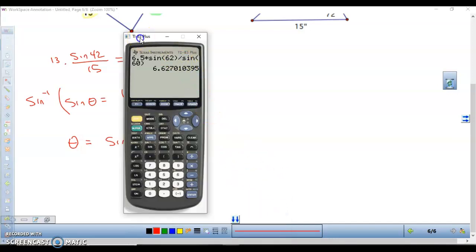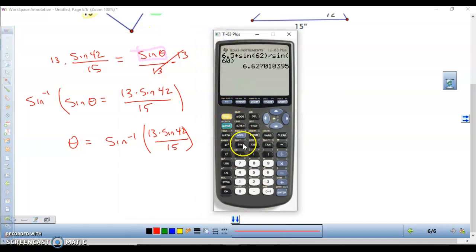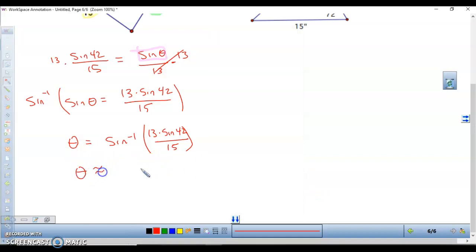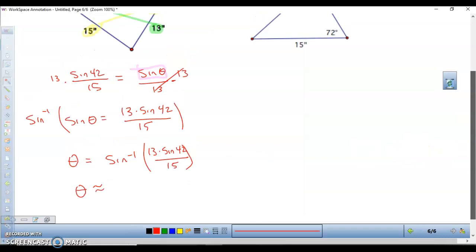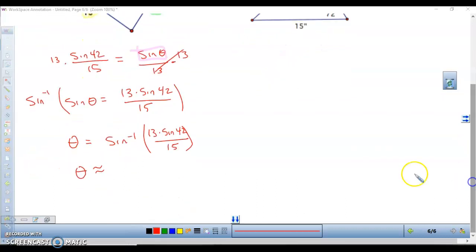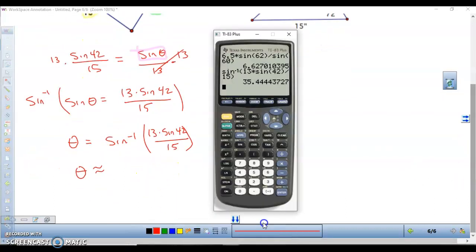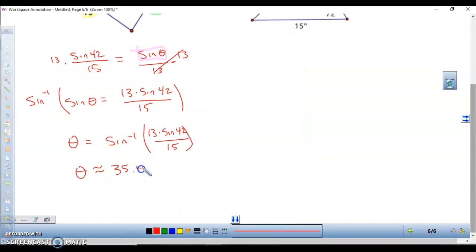I'll show you exactly what I punch in here. So I got inverse sine, so second sine, 13 times the sine of 42 degrees, being sure to close my parenthesis, and then dividing by 15. Then I close the entire parenthesis, and theta is around 35.4 degrees. And I didn't really say how to round it, I don't think. So we'll just say, for the sake of this problem, around 35.4 degrees. Just pay attention to what it asks you to do.